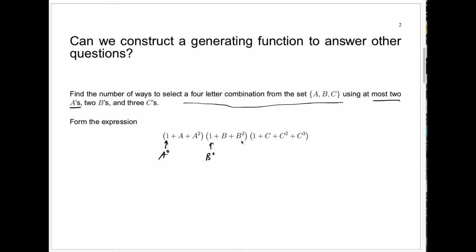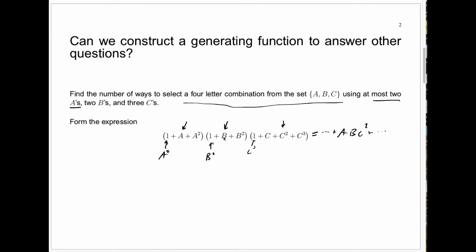And I have the same choice for the b's. I can use either 0 b's, 1 b, or 2 b's. But for the c's, I can use either 0 c's, 1 c, 2 c's, or 3 c's. Now, what happens when I expand this? Well, any way that you choose a term here, and say a term here, the a, the b, and the c squared, that will give me a term, abc squared. So there'll be a bunch of terms. One of them will be abc squared.